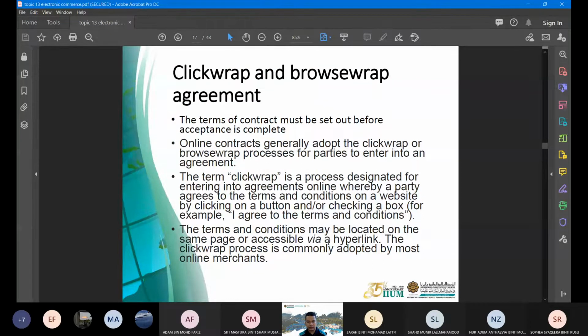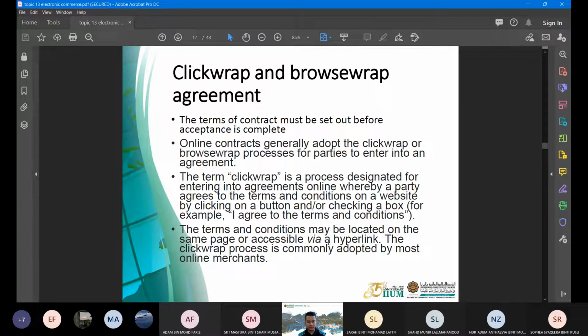So that is it, meaning that even if someone didn't really read the full agreement, but they just read the summary of the agreement, the one that binds them is the full agreement, not the summary of the agreement. Yeah? And then next is on ClickWrap and BrowseWrap agreement.